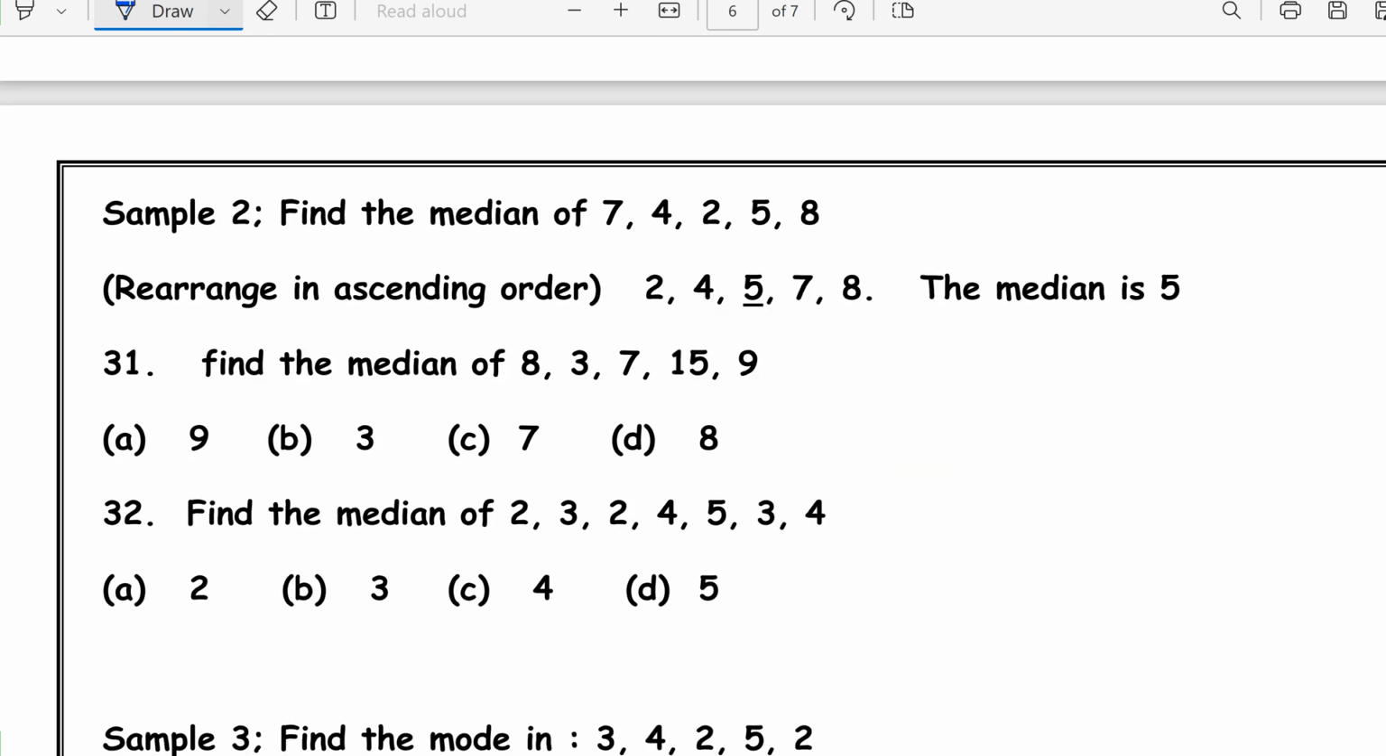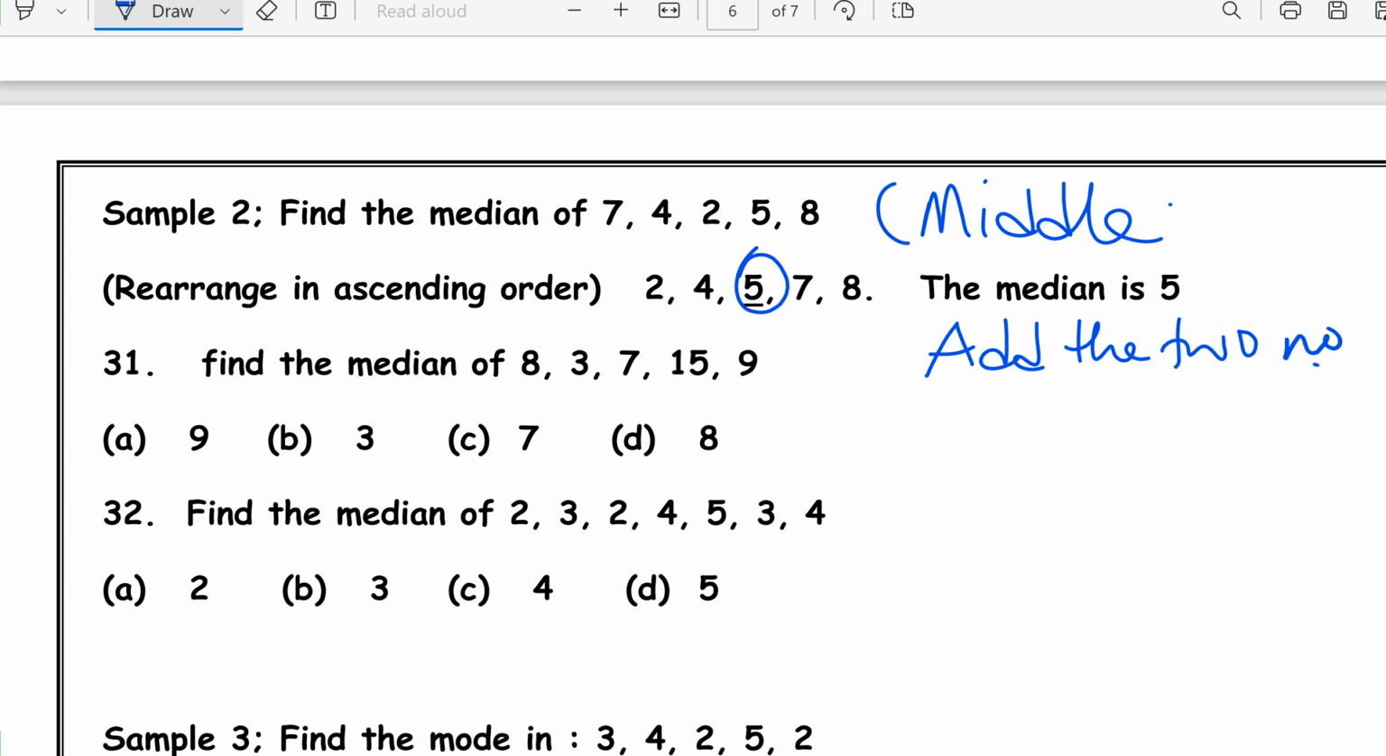Now quickly, the median is what you have as the middle number when you rearrange it in ascending order. You can see the samples rearranged, then you get the median. The middle number is the number that falls in the middle. But in a case where you have two numbers in the middle, what do you do? You add the two numbers and divide by 2 to get your median. Again, if there are two medians, you add both of them together and divide by 2 to get your median.